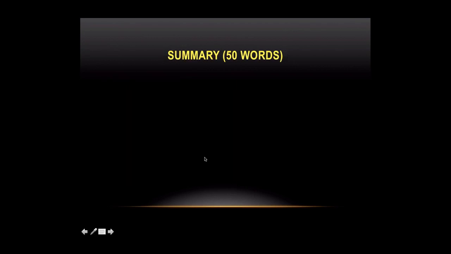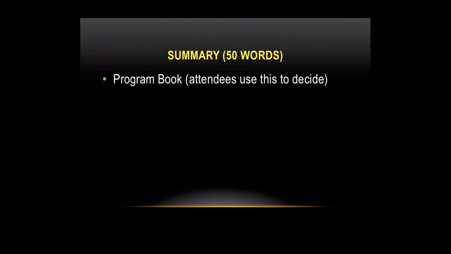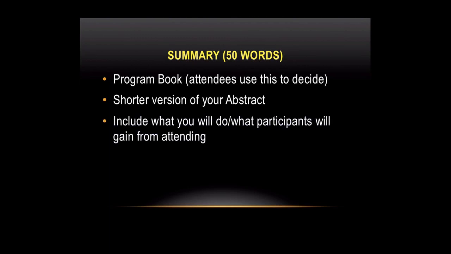Next, focus on your summary. This should be no more than 50 words. This is what goes in the program book, and the attendees use this to decide whether or not to come to your session. It's basically a shorter version of your abstract, so that's why I recommend that you start with your abstract first. Include specifically what you will do in the session and what the participants will gain from attending.